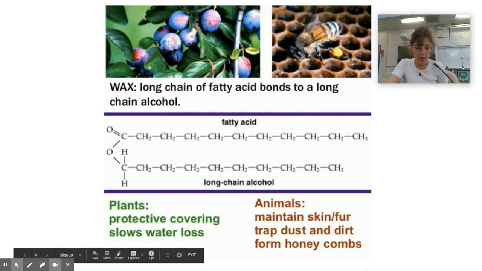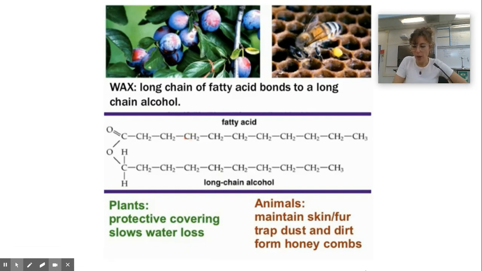Okay, so in your notes, waxes are a long chain alcohol plus a fatty acid. They have a very high melting point, okay? High melting point. In plants, and then you need to fill that in, it's a protective covering. It slows water loss, okay? And then I already gave it to you what it is in animals, all right? And so also, as you are hopefully seeing through your notes, I have embedded a lot of images for you. I would encourage you to add more images if they will help you. Okay.